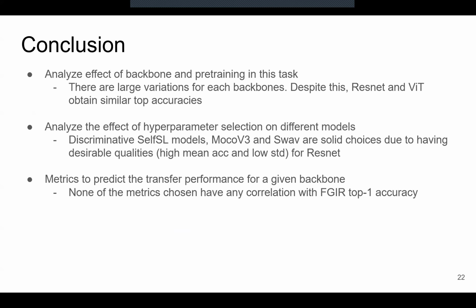So, in conclusion, for the effect of the backbone, there is large variation for each backbone. Despite this, ResNet and ViT obtain similar top accuracy. For the effect of hyperparameter selection, discriminative models such as MoCov3 and SwAV are solid choices due to having desirable qualities for ResNet. And for the metrics, none of the metrics we have chosen have any correlation with FGIR top 1 accuracy. So this is still an open issue and open for research.